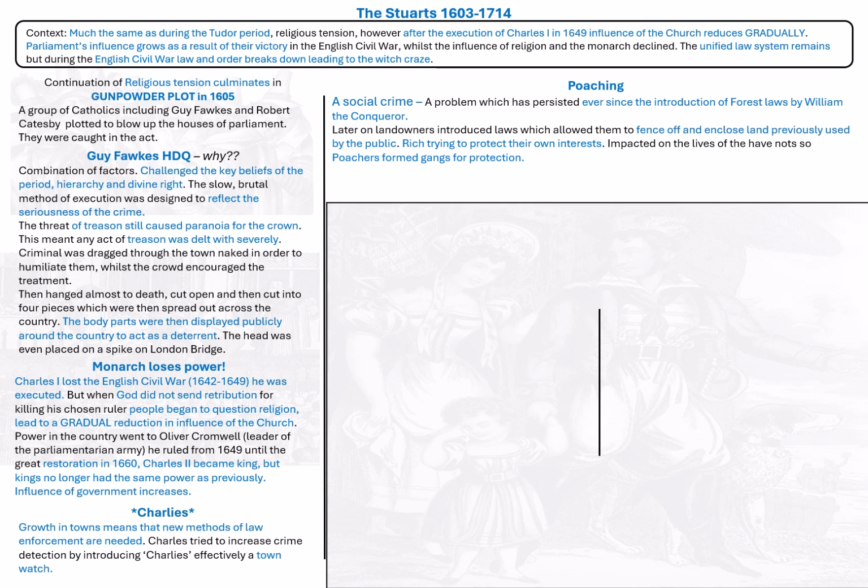So, what did poachers do in response to this? In response to this, they formed gangs in order to steal goods, but also to protect themselves from people who owned the land. Smuggling was a social crime, but many people protected smugglers, but government made it a felony. So let's talk about smuggling.